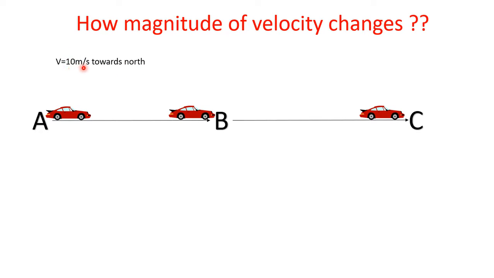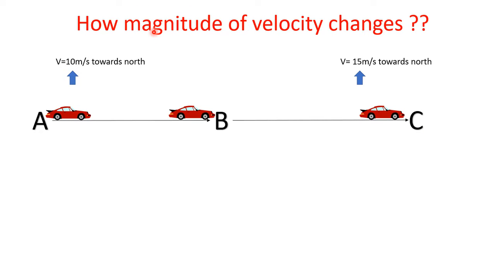What is this 10 meter per second? This is a magnitude. Similarly, when this car moves from point B to point C, its velocity was 15 meter per second towards north. Hence the direction north is the same, only the magnitude is changing. So this 10 meter per second magnitude changes to 15 meter per second magnitude.